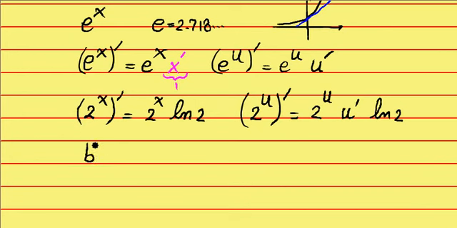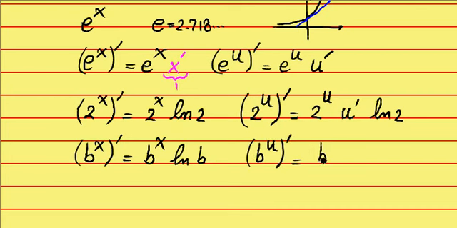In general, if you have any number raised to the power of x, the derivative of that is going to be the function itself times the logarithm of the base you're using. And if b is raised to some other entity, you just do as above: you copy it, differentiate the exponent, and multiply with the logarithm of the base.